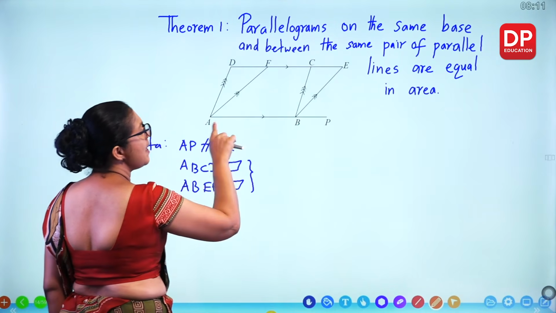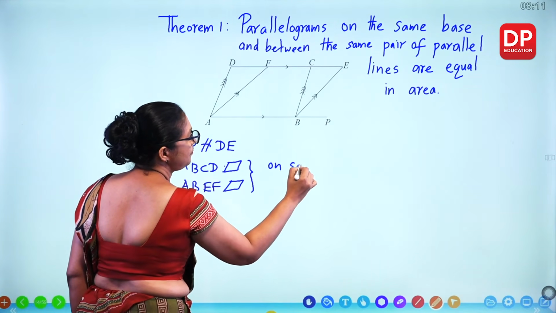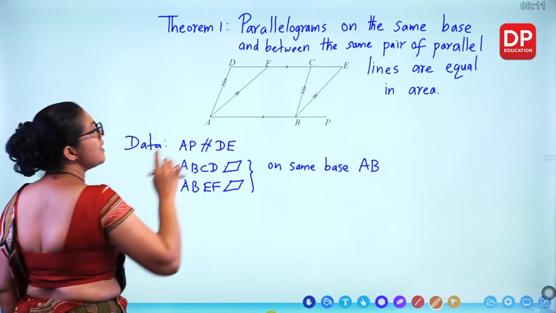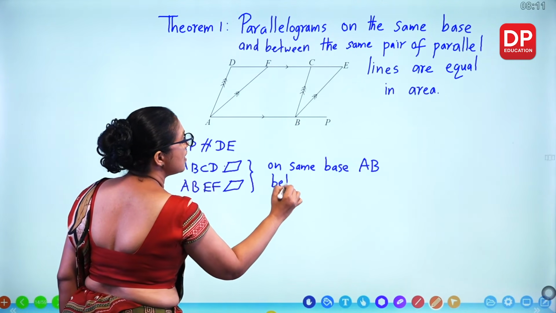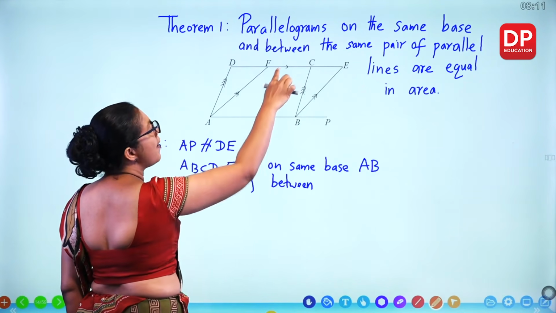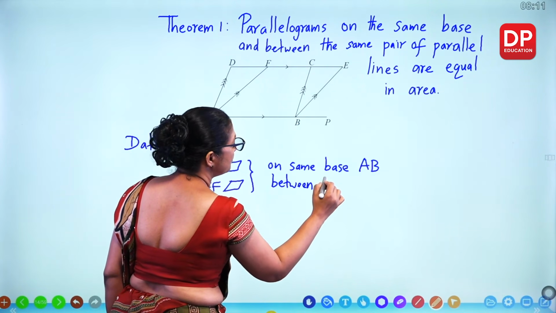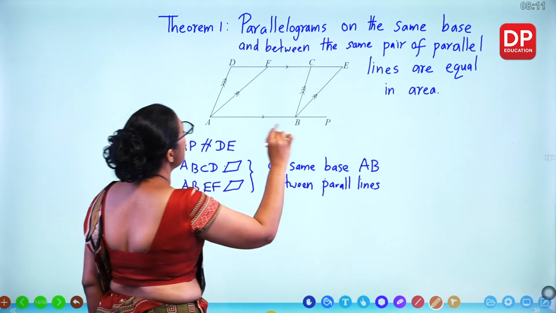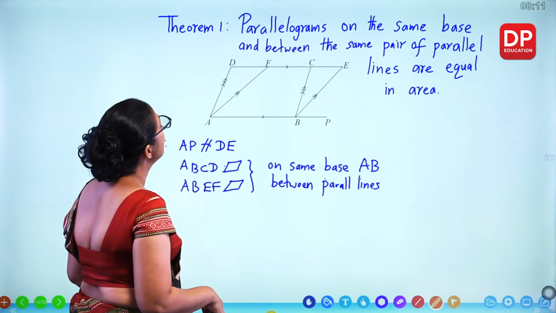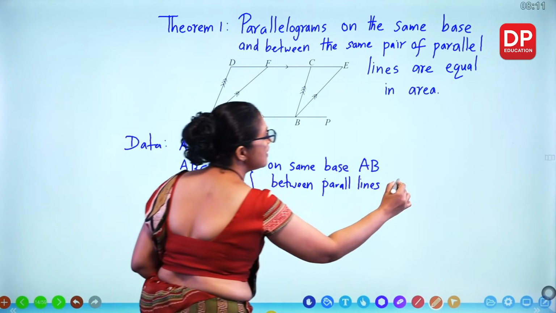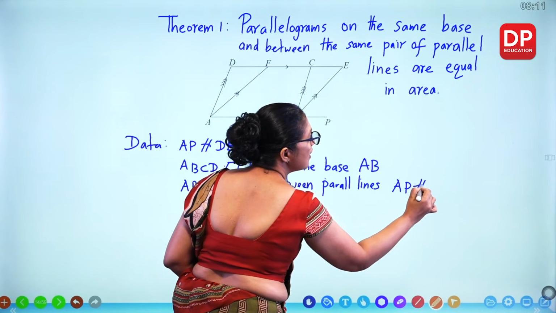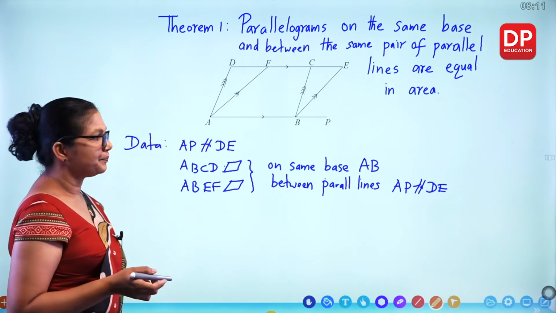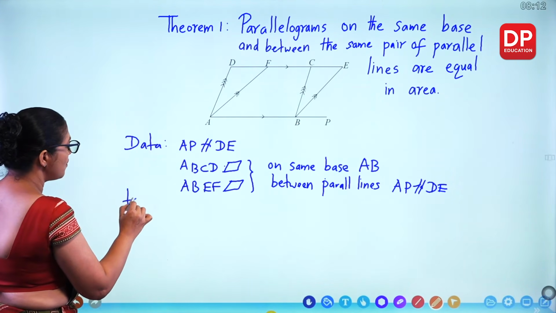On same base AB and between two parallel lines, ABCD or AP and DE. That's given in the diagram. Now what we need to prove?